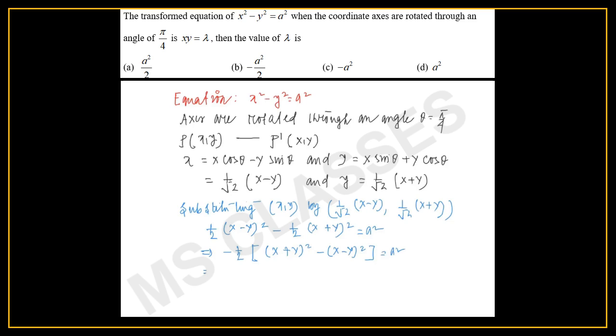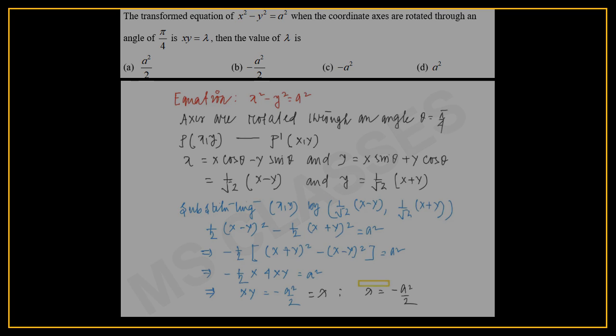Now from this we can say it's minus half into 4 times xy equal to a square. So here we get xy equal to minus a square by 2. So very simple. And if we compare with the given expression, which is given as lambda, here we get lambda equal to minus a square by 2, which is the required answer.